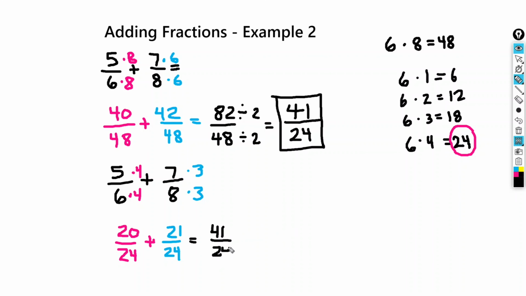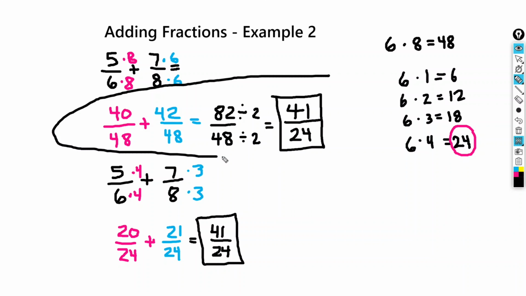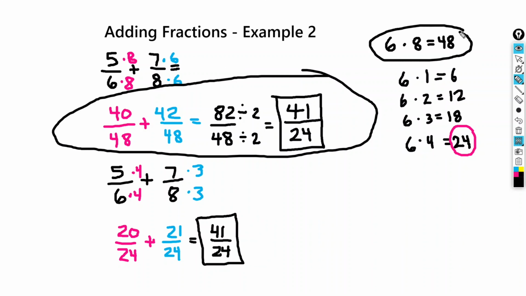Okay, so same result. Now, either of these methods is perfectly fine. I'm going to stick with this method here of just multiplying the denominators together for the rest of my examples because I think it's a quicker and more efficient method of doing it.